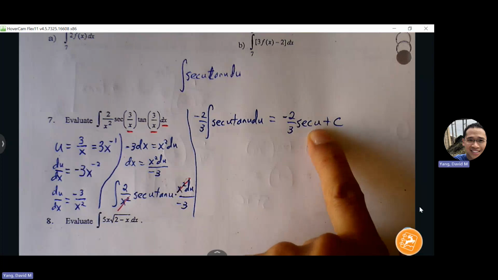Okay. Remember, if you go through u substitution, your u variable is a temporary variable, right? Make sure you always bring back your original variable.